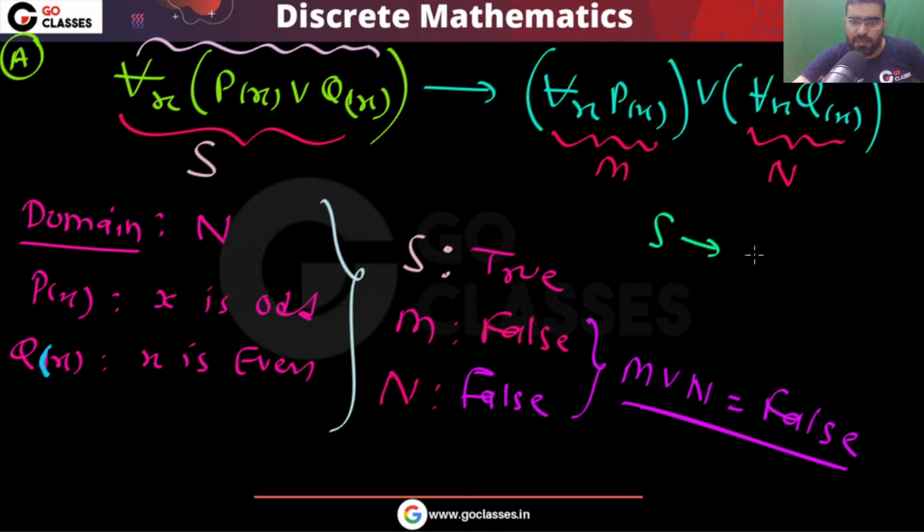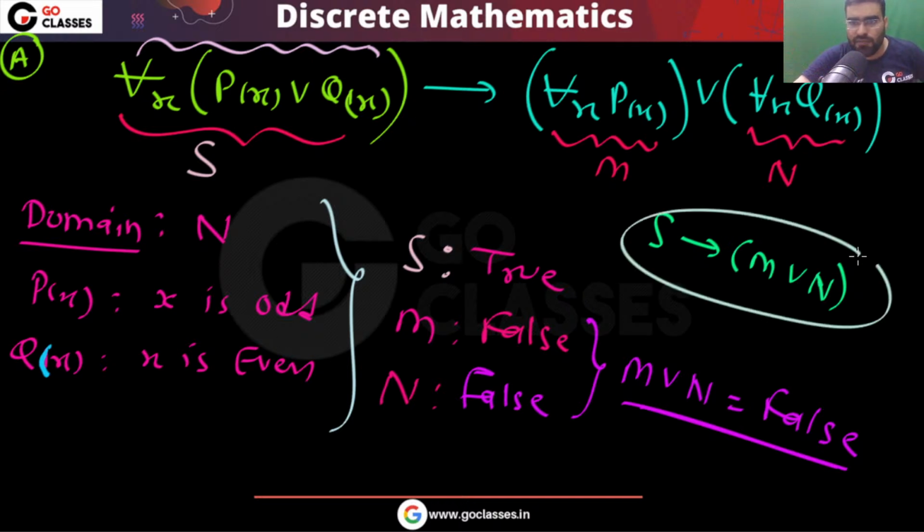So S implies M or N. This is definitely invalid. Is this clear? So this is definitely invalid because S is true and M or N is false. So this is another proof.